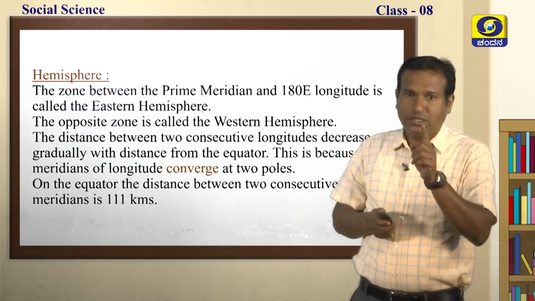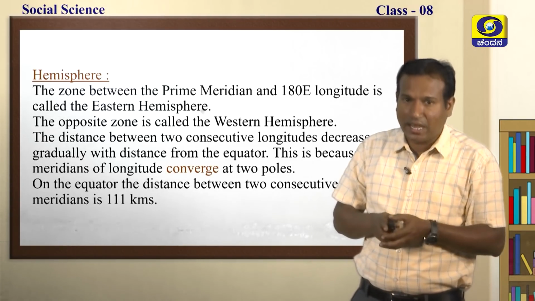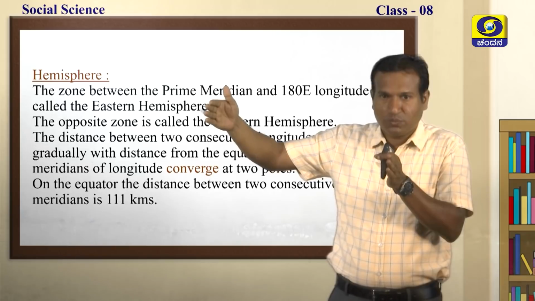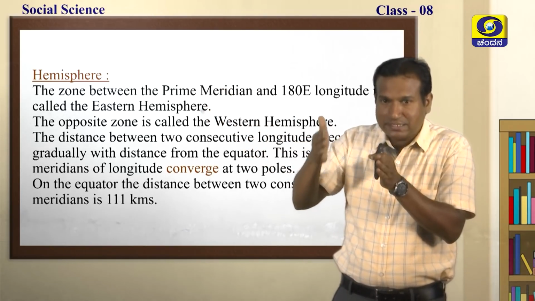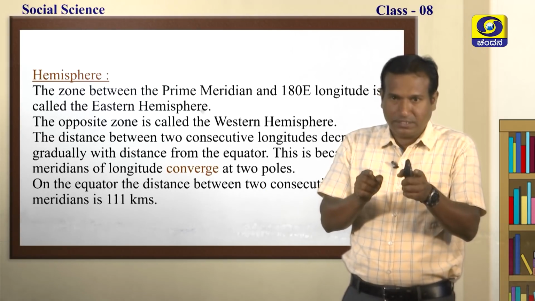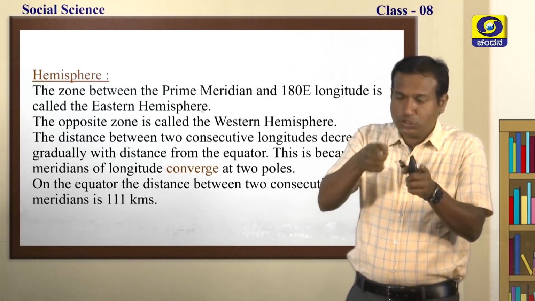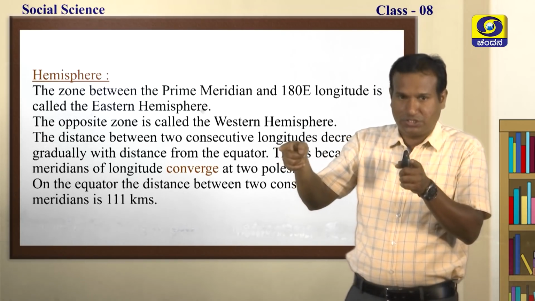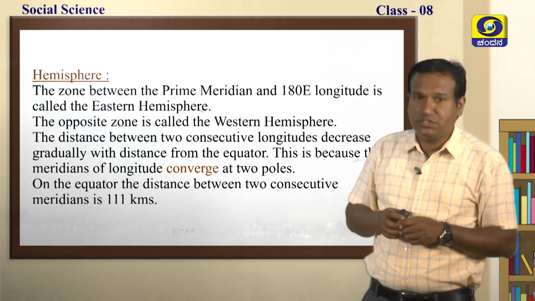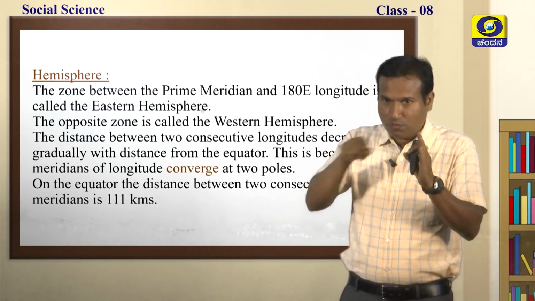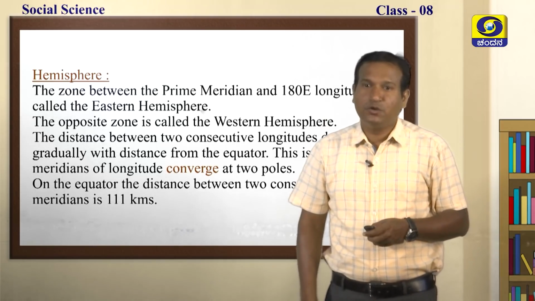The distance between two consecutive longitudes decreases gradually with the distance from the equator. From the 0 degree meridian, as it goes toward the 180, naturally the distance will be shortened. This is because the meridians of longitude converge at the two poles. What do you mean by converge? The movement from one longitude to another longitude, we call converge. On the equator, the distance between two consecutive meridians is 111 kilometers. From one longitude to another longitude, the distance is about 111 kilometers.